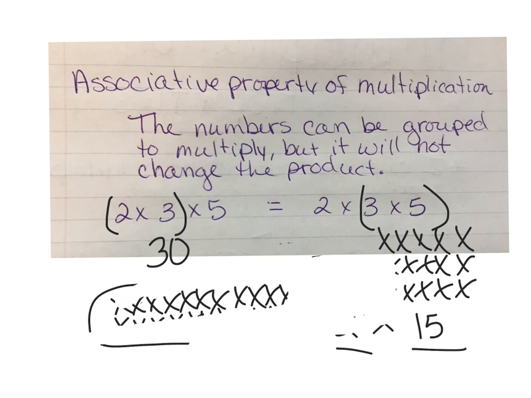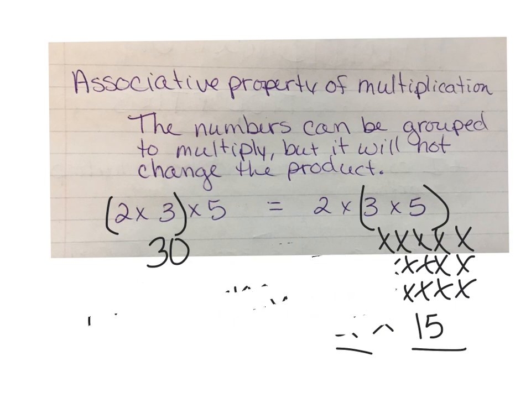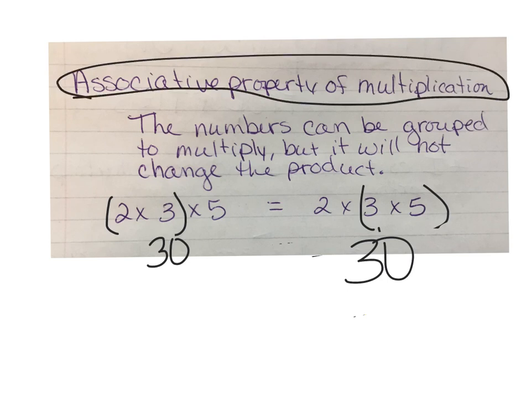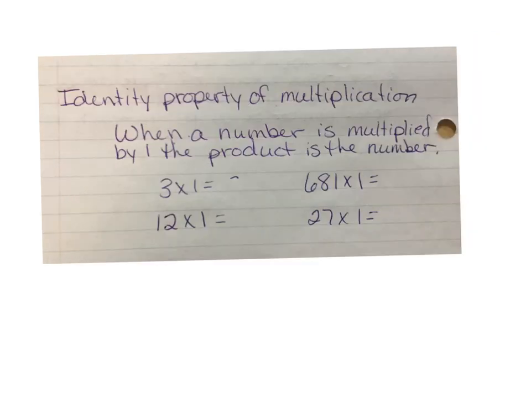I'm just telling you. The associative property says I can group the numbers however I want. The problems looked different. I was making different kinds of arrays, but both times I came up with an answer of 30. This is called the associative property of multiplication. I can group the numbers and they're still going to be the same product.